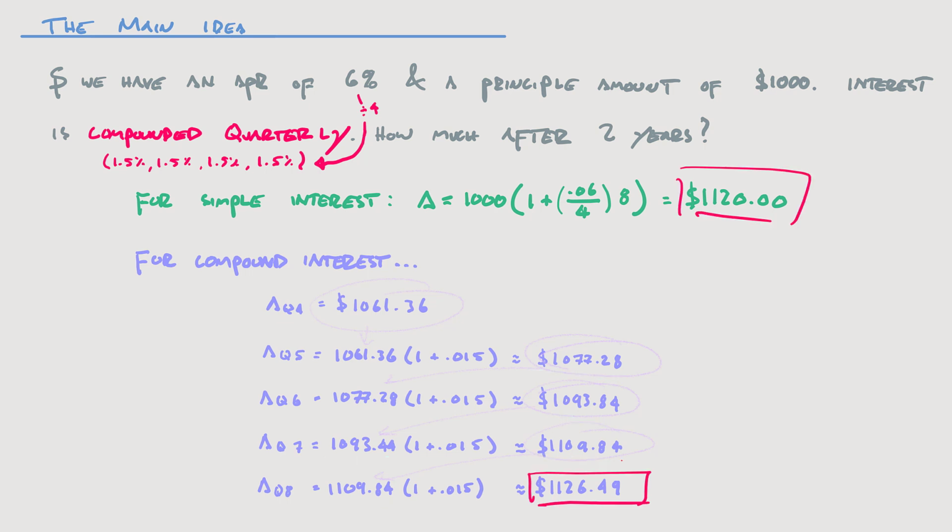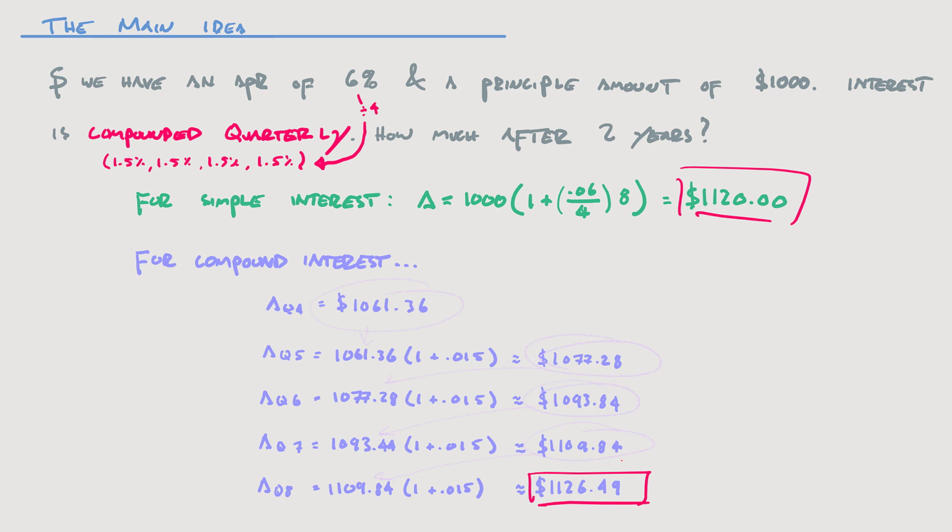So you'll notice that at the end of everything, we got $1126.49. So we got an extra $6.49 approximately. And all of that can be attributed to, well, we're finding interest on top of interest, right? That's why our account has a little bit more in it at the end of 2 years than if it was just a simple interest calculation.